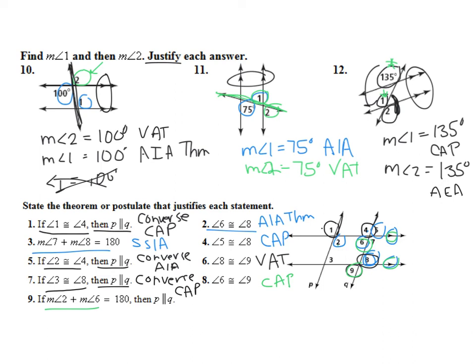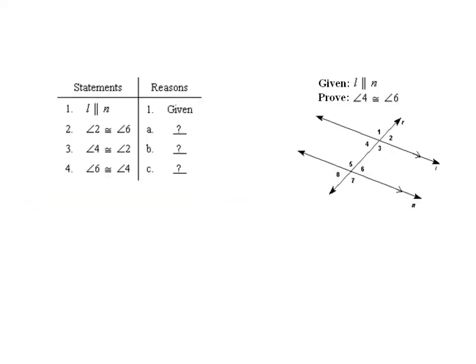So these are same side interior angles. Same side interior angles, but it's the converse because we know the angles add up to 180, so then the lines are parallel. Okay, a couple more proofs. So we're using the same diagram for each. So given that L is parallel to N, I have those already marked right here.